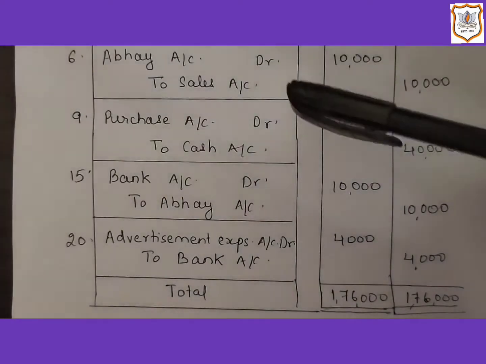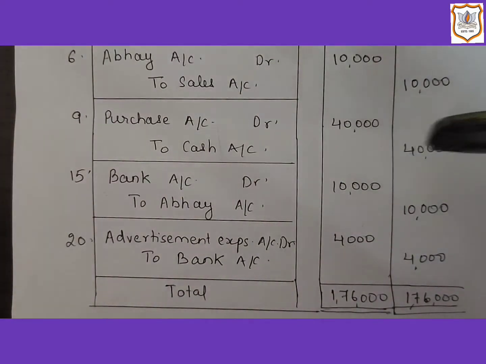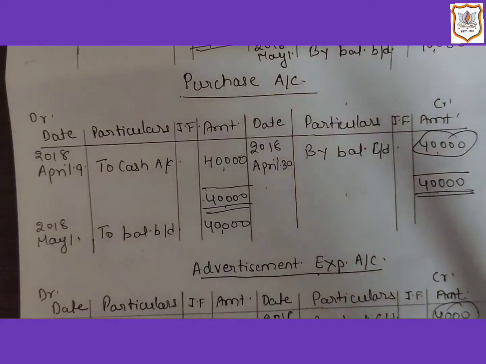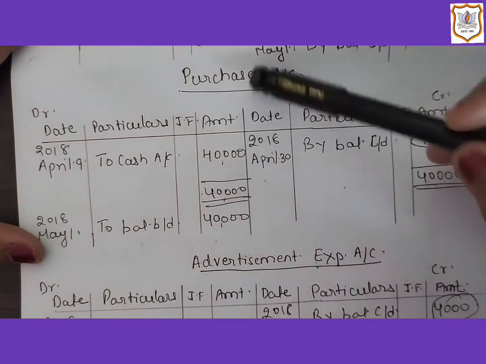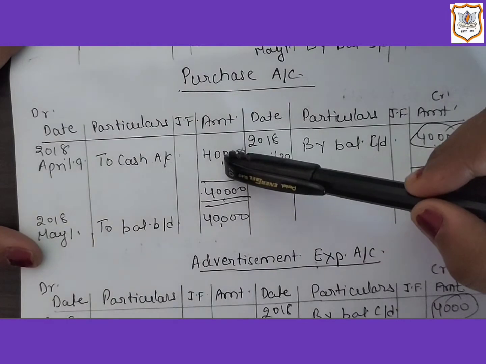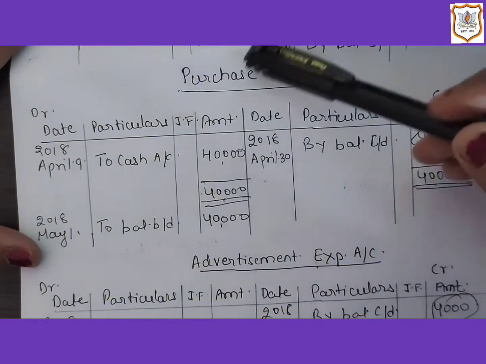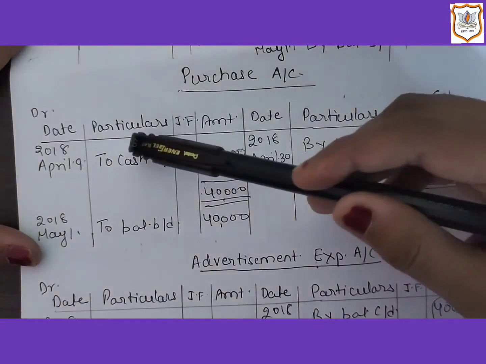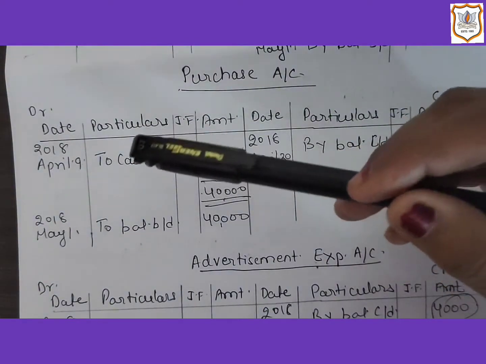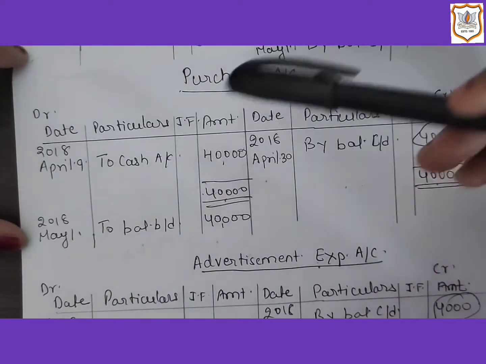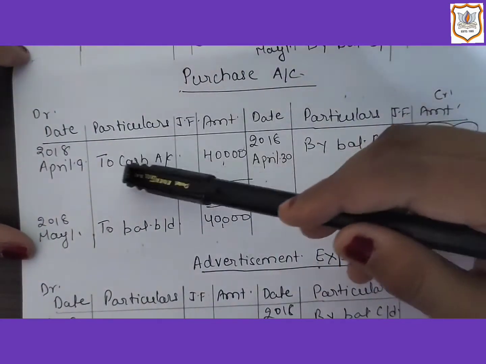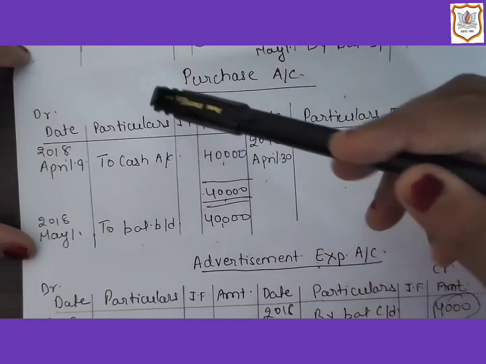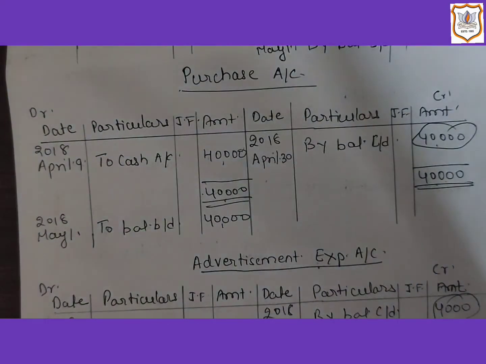Now the next journal entry is purchase account debit to cash account. In the entry, the purchase account is debited by rupees 40,000. So we will record the amount on the debit side of the purchase account, and that is rupees 40,000. And in the particular column, we will write the name of the account having an opposite effect, that is credit effect, and that is the cash account. So "To Cash Account" will be written in the particular column.